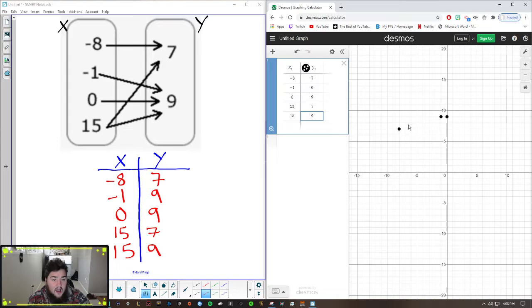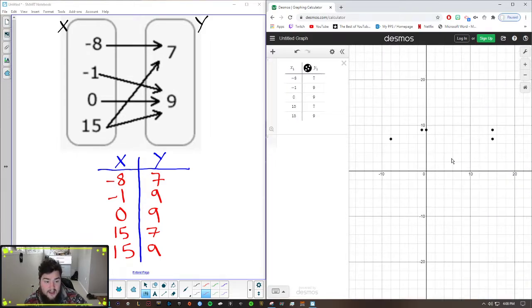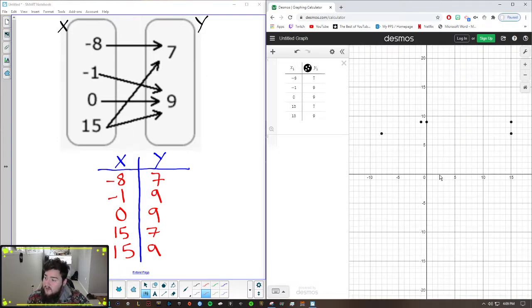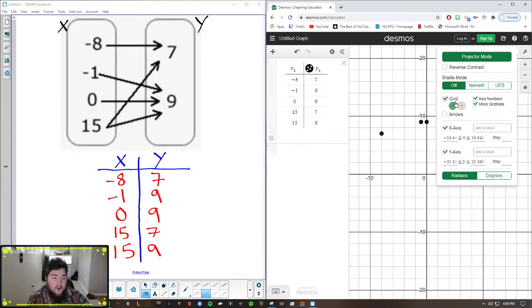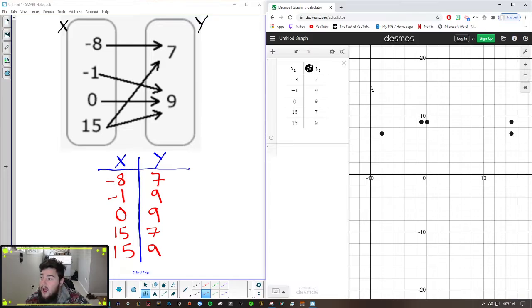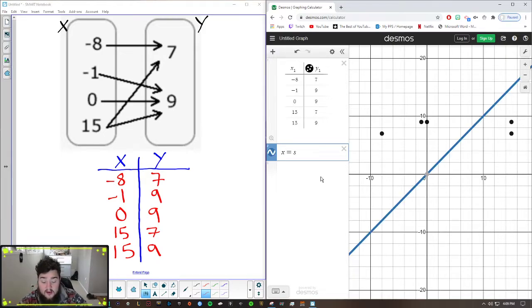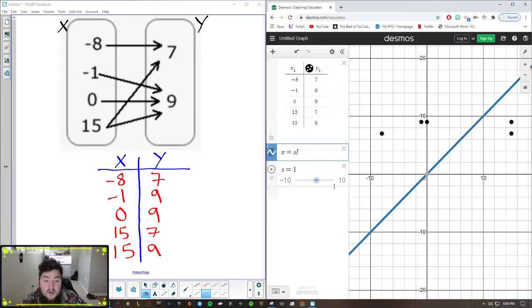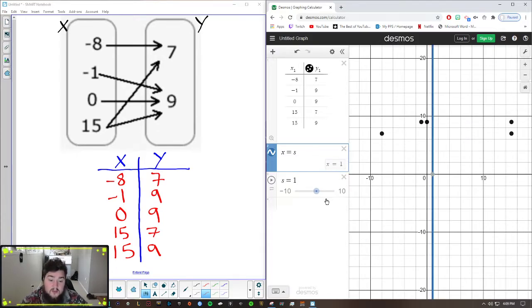So now over here on my right is my graph. Here's a trick though. Sometimes I only see 3 points, which means I probably need to zoom out just a little bit. So here is my graph, and here are all of my points. Okay? So we need to imagine we're doing the vertical line test. And what I'm going to do is actually make a vertical line. You don't have to do this, but here's my vertical line.